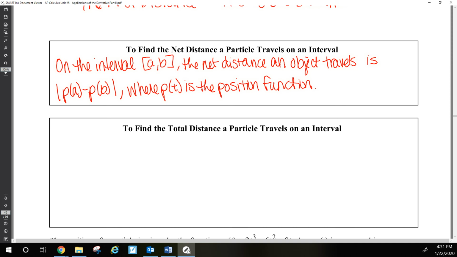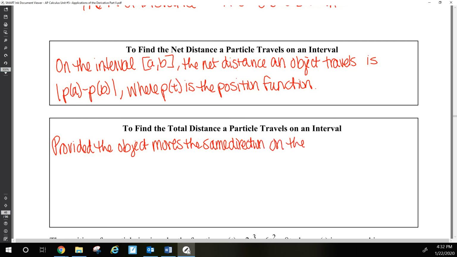All right, to find the total distance of a particle that travels on an interval, provided the object moves the same direction on that closed interval AB, the total distance is going to be the same thing. It's going to be the absolute value of P of A minus P of B.